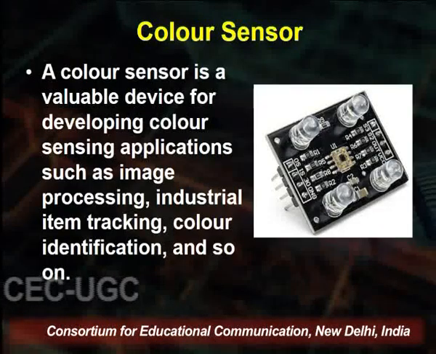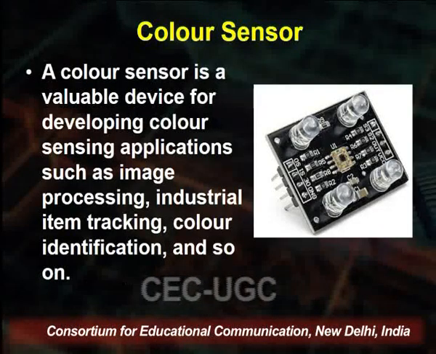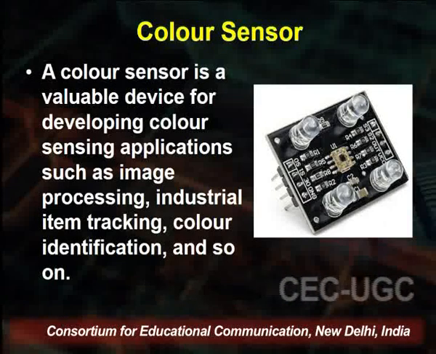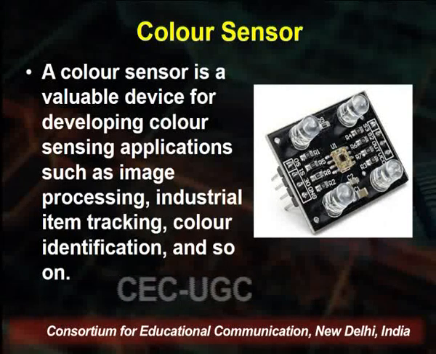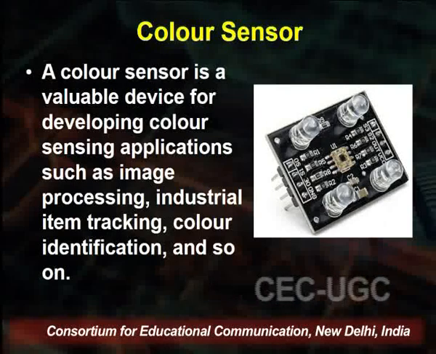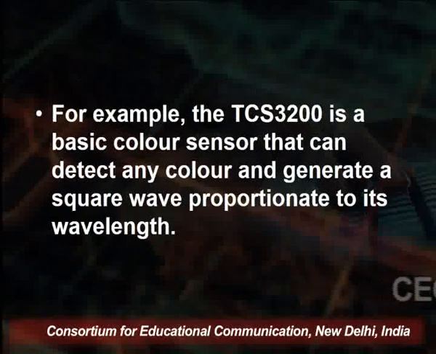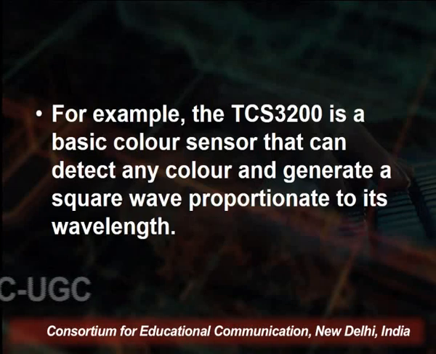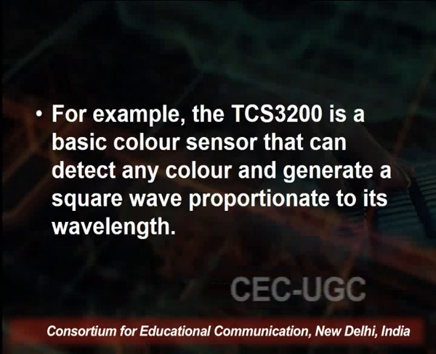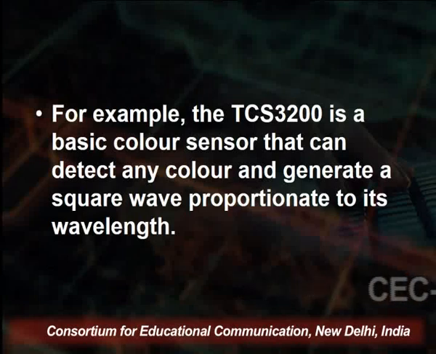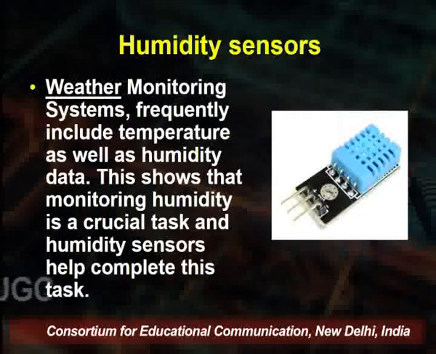Next important sensor is the color sensor that can detect color. The color sensor is a valuable device for developing color sensing applications, such as in the image processing industry, industrial item tracking, color identification and so on. For example, the TCS-3200 is a basic color sensor that can detect any color and generate a square wave proportionate to its wavelength.